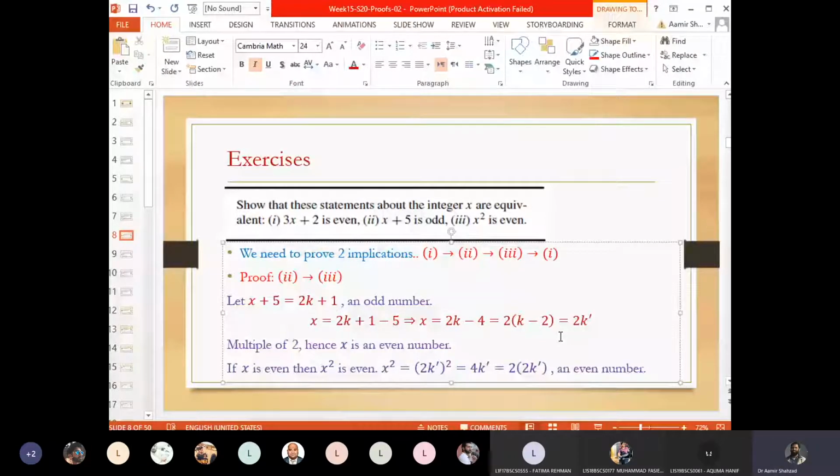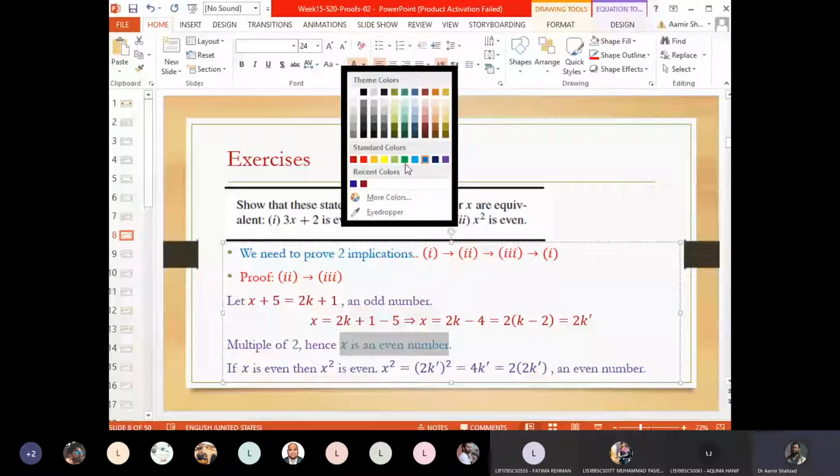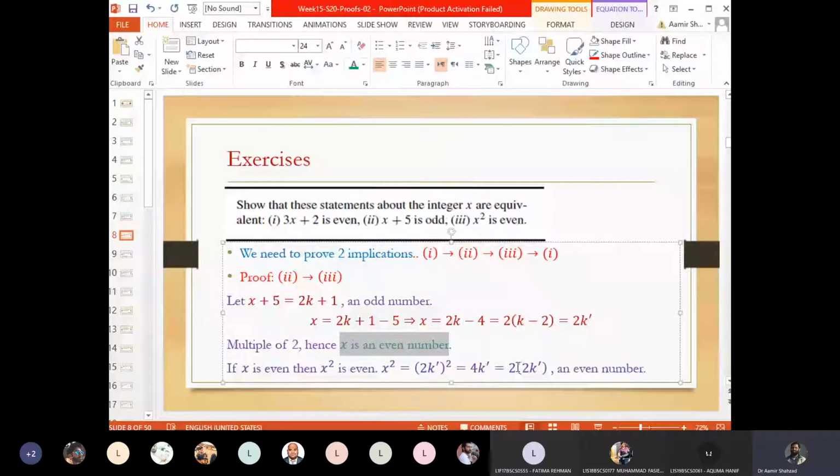This is an interesting result. We should highlight it, as we can use it again: x is an even number. Now, if x is even, then x square is even. We know this; we proved it in the last class: if n is an even number, then n square is even. So if x is even, then x square is even.